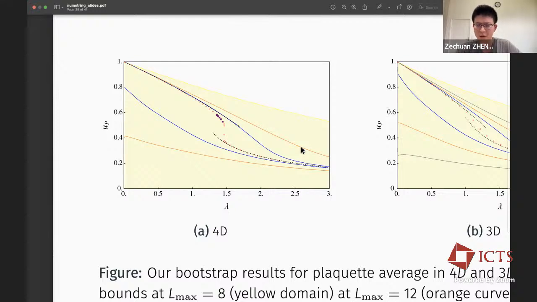Length Lmax equals 16. This is equivalent to which volume size? I think it's somehow like 32 to the 4 in the Monte Carlo simulation, the space-time volume. So this is already not very small. That's a finite volume effect. I'm worried about the cutoff effect. Yes. Anyway, it's very interesting, but I have to understand it better.